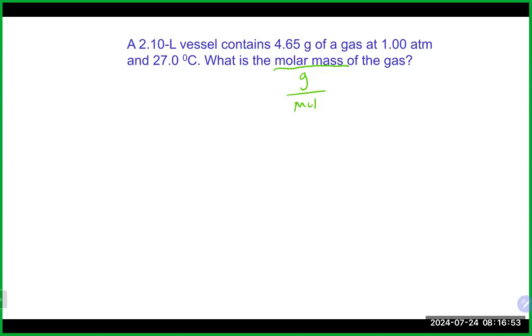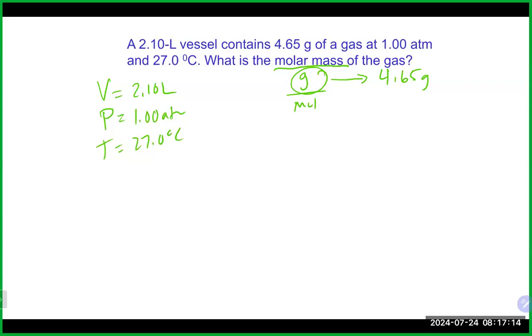So when we go through this, we obviously have a volume, which is 2.1 liters. We have grams given to us, so we do have that number, which is 4.65 grams. So we got half of what we need already. We have a pressure of 1 atmosphere, and we have a temperature of 27 degrees Celsius.